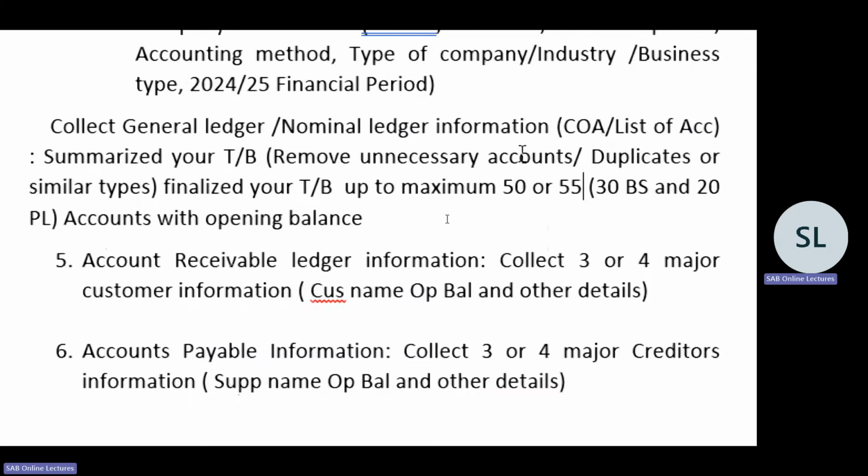At this point, understood? The large number of accounts you have to finalize to 50: 30 from the balance sheet and 20 from the P&L.